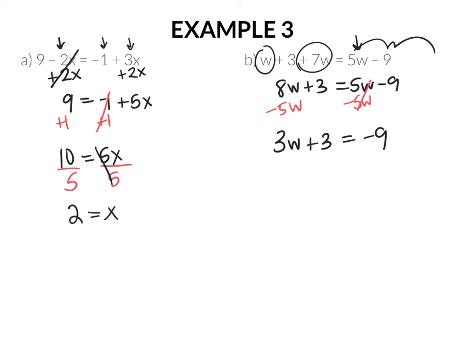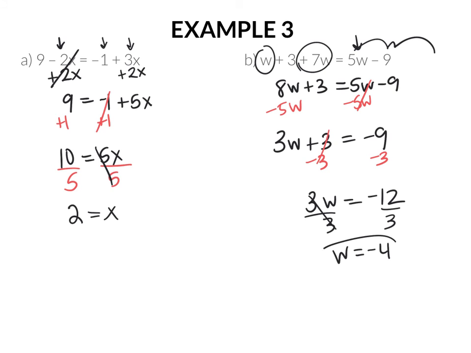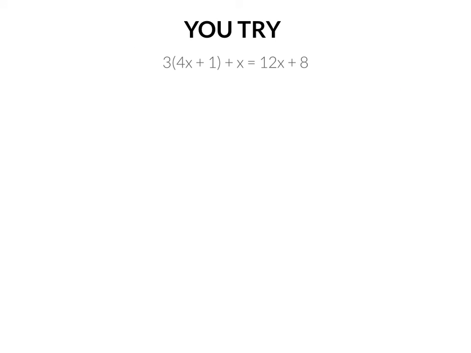I then am going to subtract 3 from both sides, and 3w is equal to negative 12. I divide 3 on both sides, and w equals negative 4 for my final answer. Here's one for you to try on your own. Pause the video, try it, and then play and check your answer. Even if you only get halfway through the problem, it'll still tell you what parts you're understanding and where you're getting held up so you can communicate that with your teacher.